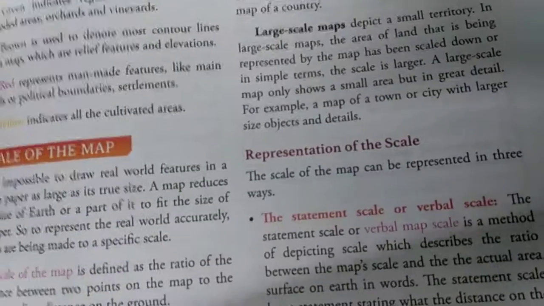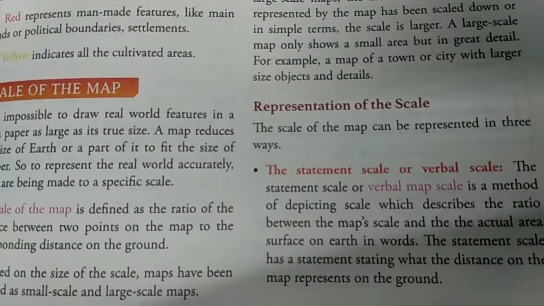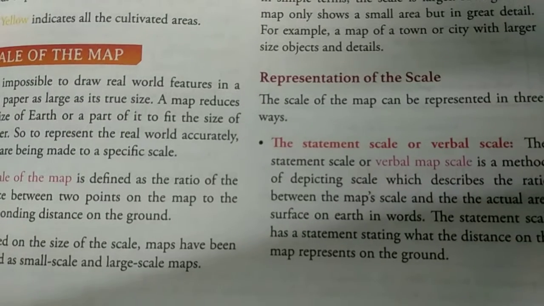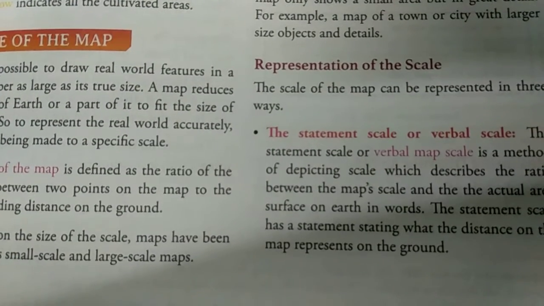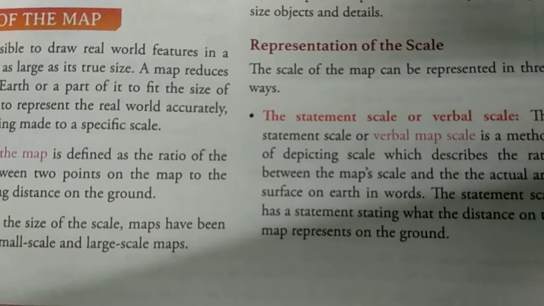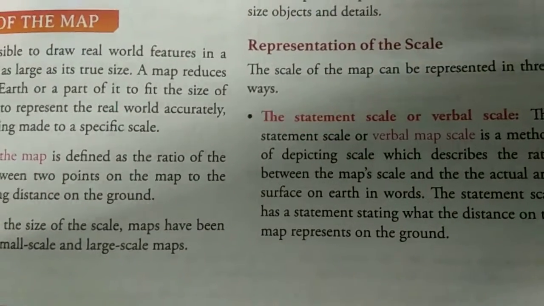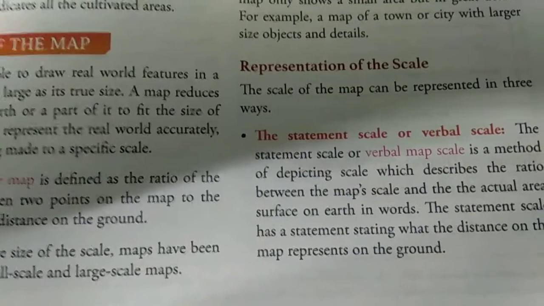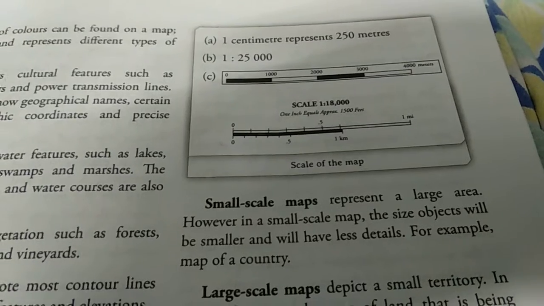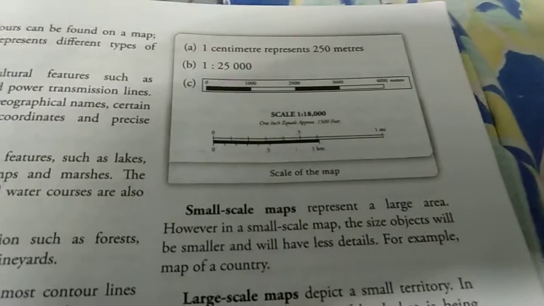Good morning, class 7. Today we will do representation of scale. Scales are of three types. The statement or variable scale is where the description is written in words. The map scale and the actual area surface are written in words. The statement scale has a statement stating that the distance on the map represents a distance on the ground. Like the one here, 1 centimeter represents 250 meters. It will be written this way.